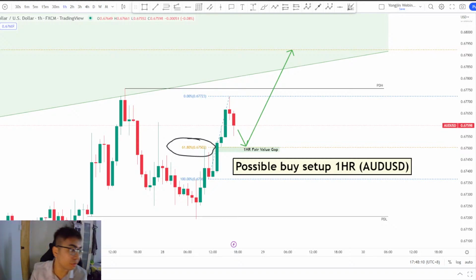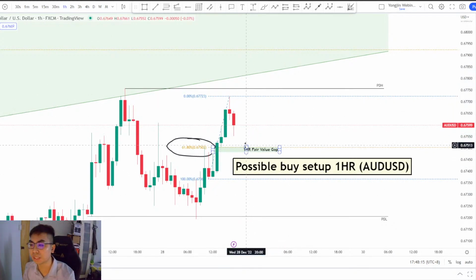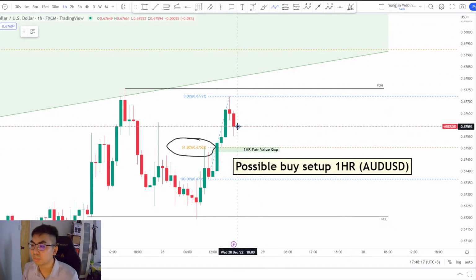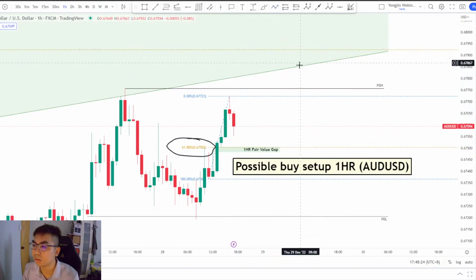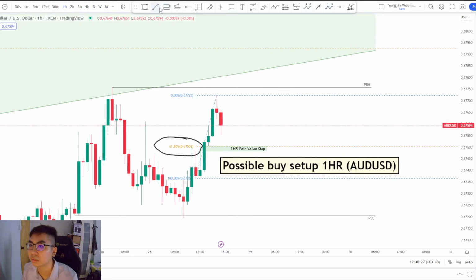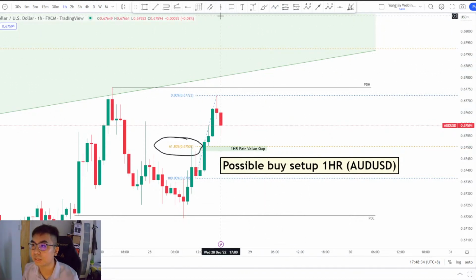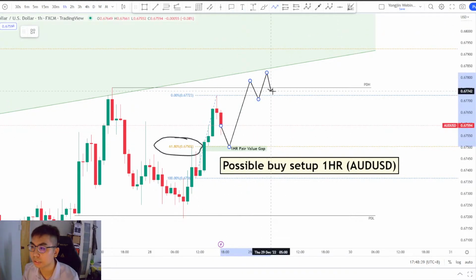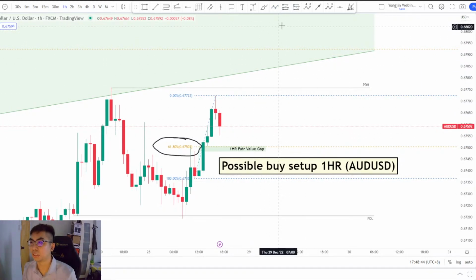So for a safer entry, let me show you guys a possible safer entry for a buy. So let's say price comes down, goes up. So we have a retest, and that could be your entry. So that could be a safer buy setup. Not sure why it's not catching itself there. Okay, never mind. I'll just draw it out.